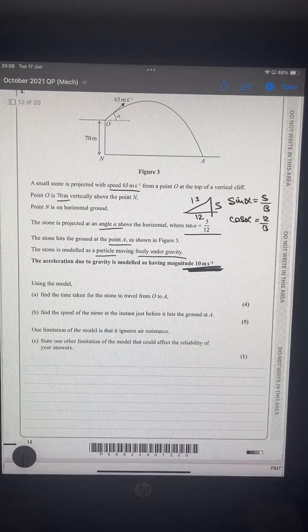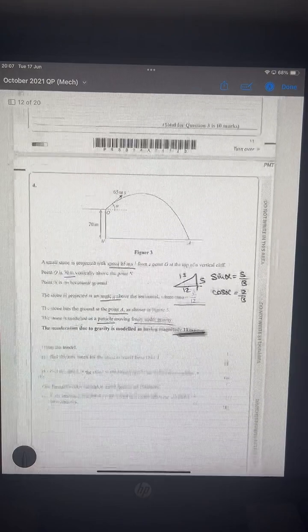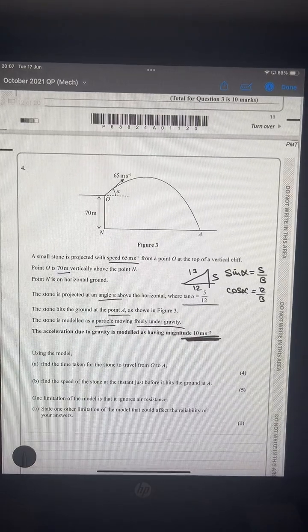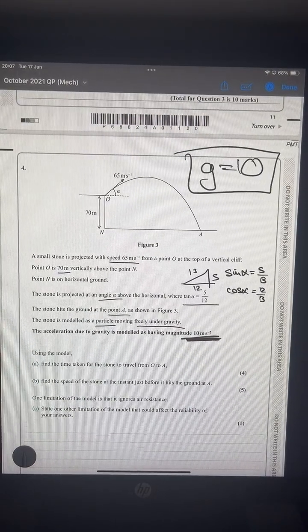Sometimes you may get a surd. Don't be put off by that, all right? So you have to use 10. In the exam, I would recommend writing g equals 10 in big on top of your page, just so your eyes are drawn to that. Love a cheeky 3, 4, 5. I love those triangles. So nice.